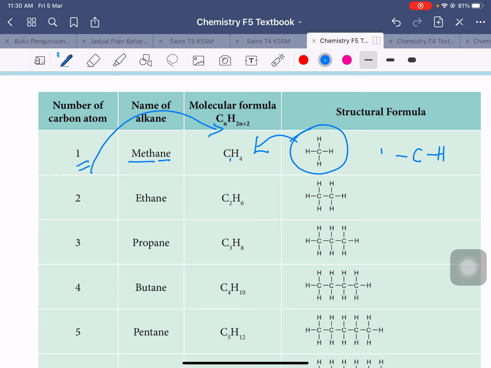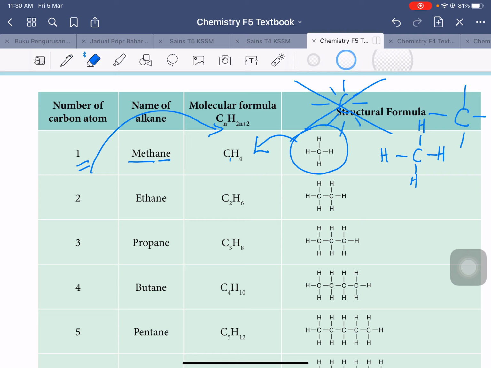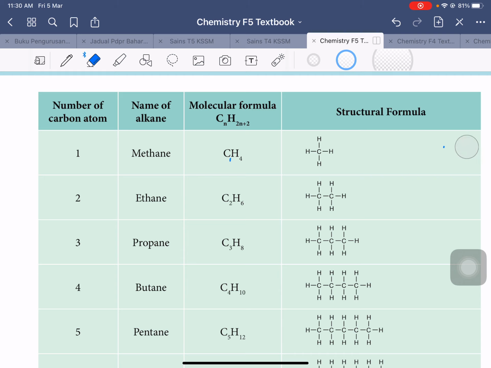Jadi dia punya formula, macam mana dia dapat begini, is actually from the molecular formula. C, kemudian 1, 2, 3, 4. Satu C hanya boleh ada 4 ikatan. Satu C bukannya macam tu bintang kah, matahari kah. This does not exist. Okay, tidak boleh. Satu C only has 4 bonds.